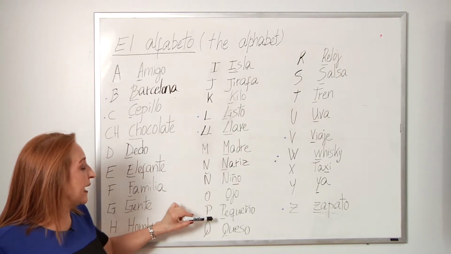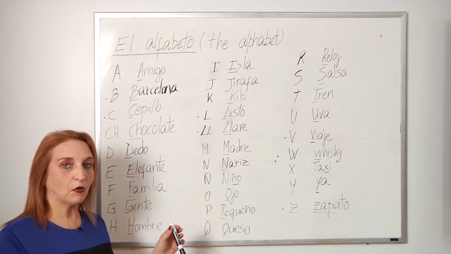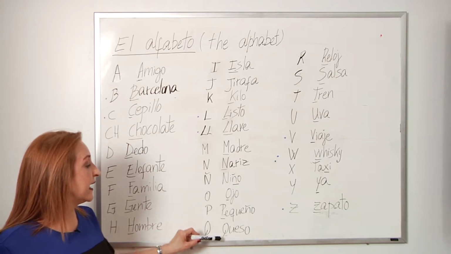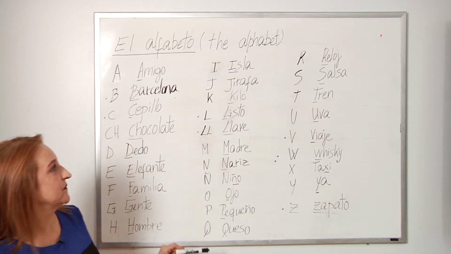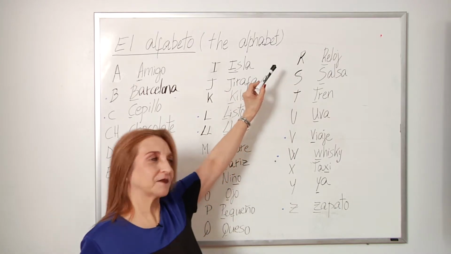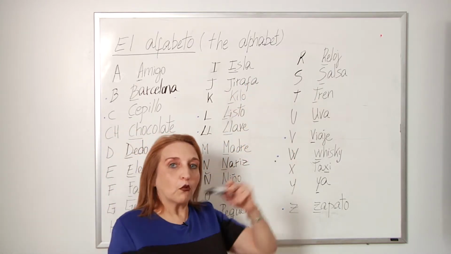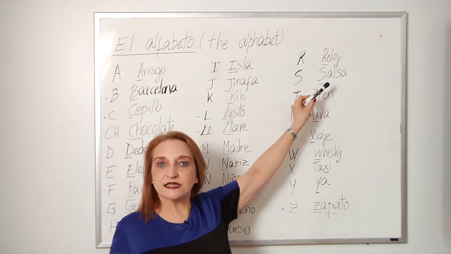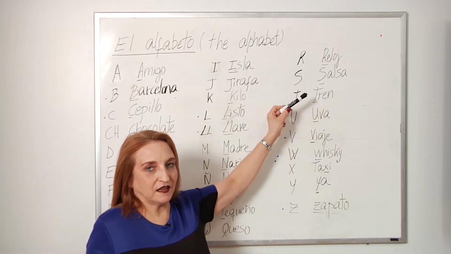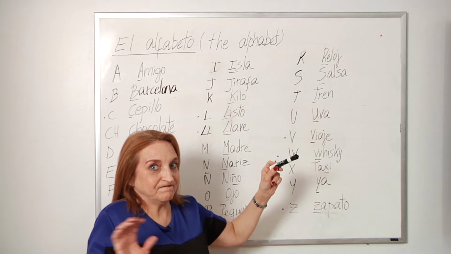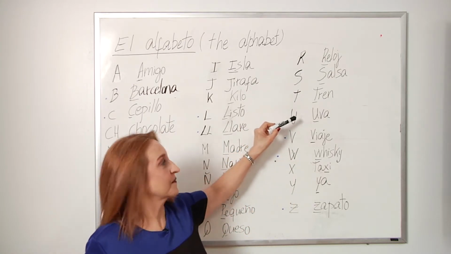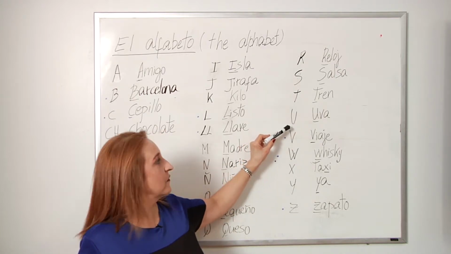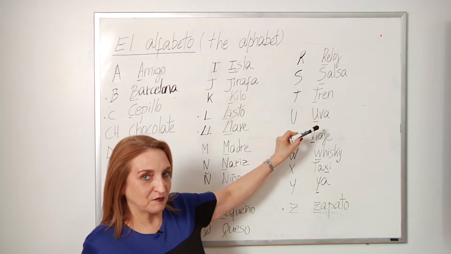P, pequeño, small. Q, queso, cheese. R, reloj, watch. S, salsa. I love salsa sauce. You can eat something with a little of sauce. It's delicious. T, tren, train. U, uva, grape.